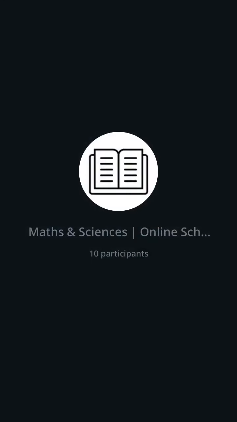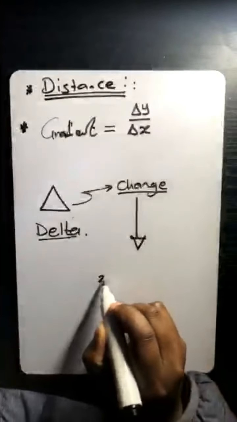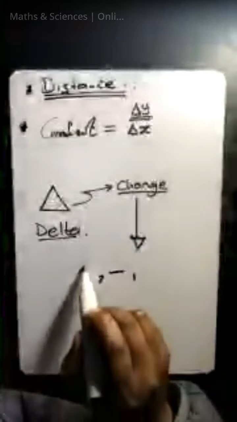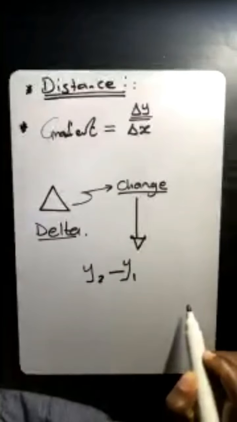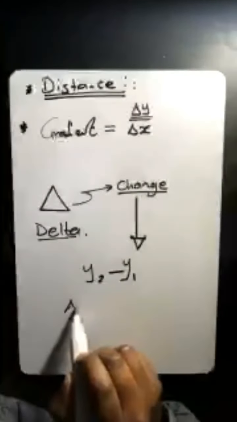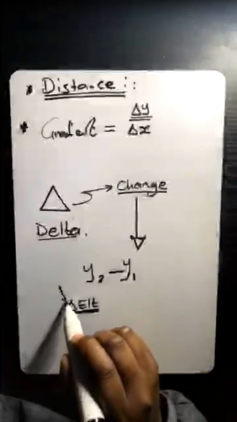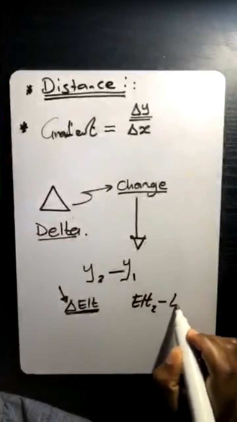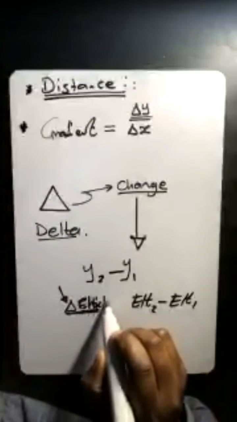So what does change mean? Mathematically, it means whatever 2 minus whatever 1. So if we are saying change in y, that means it's y2 minus y1. If I'm talking about change in L10, ladies and gentlemen, it simply means L10 2 minus L10 1. It doesn't matter if you like a chicken, ladies and gentlemen.